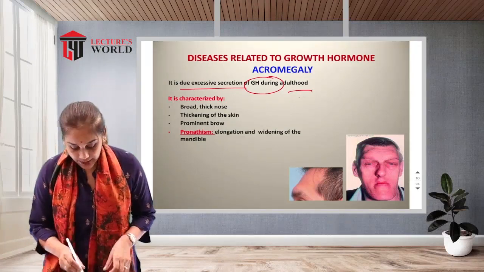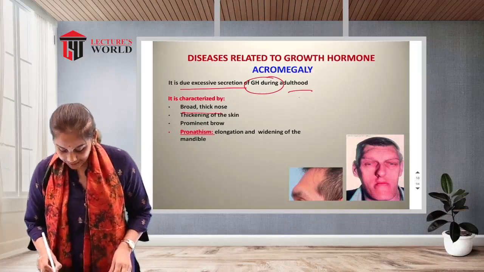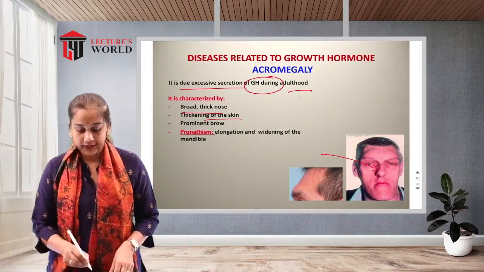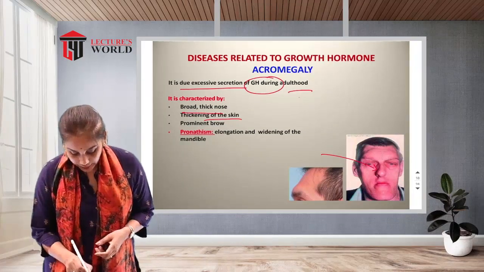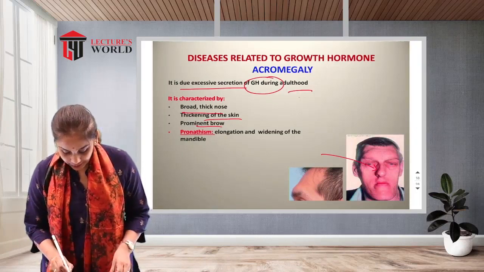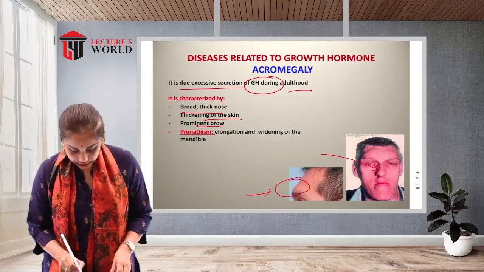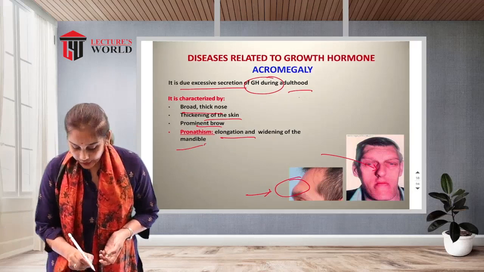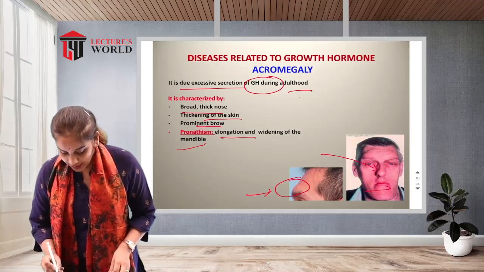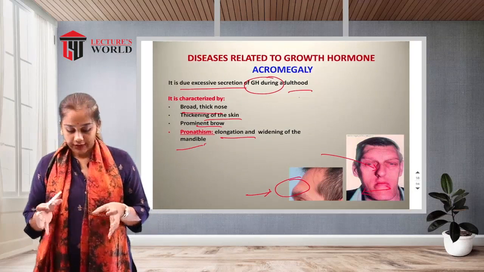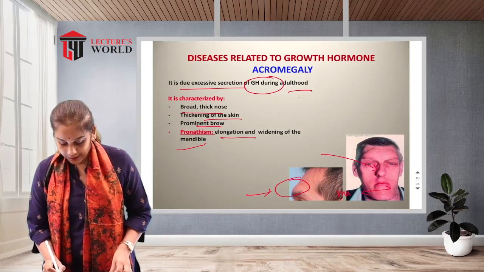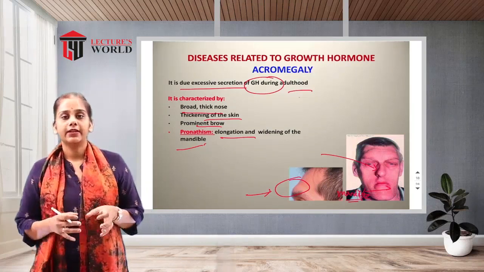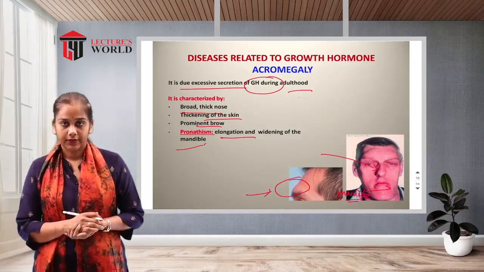It is characterized by a broad thick nose. You can see this is the broad and thick nose. Then thickening of the skin. Then prominent brows. See, this is the prominent brow area. Then prognathism, which is elongation and widening of the mandible. You can see this is the prognathism, elongation and widening of the mandible bone. So these are the characteristics of acromegaly.